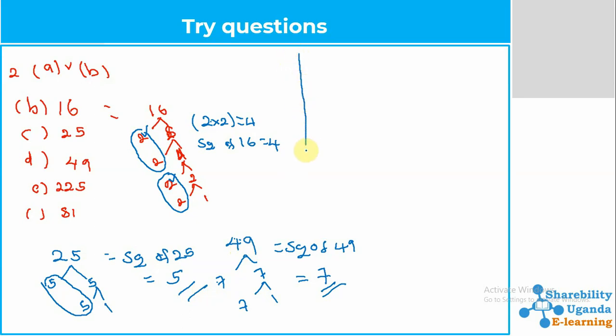Also here, when we look out to our 225, we can look out for a number that can divide this. We look out for a number which can really divide our 225.